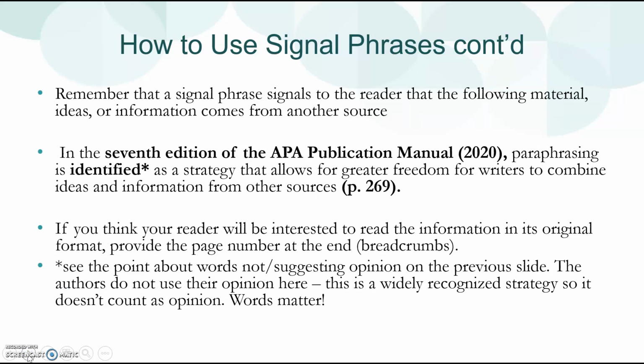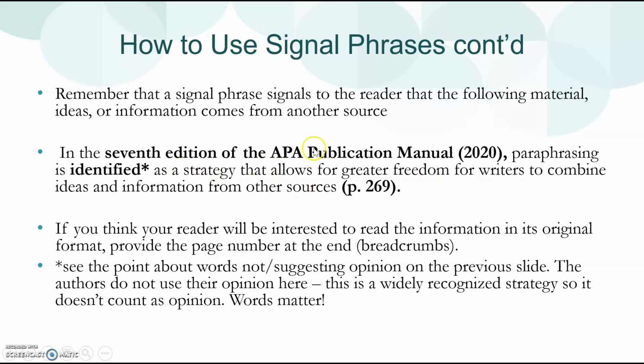The next two slides show examples of signal phrases and in-text citation. Okay, so here we have, in the 7th edition of the APA Publication Manual 2020, paraphrasing is identified as a strategy that allows for greater freedom for writers to combine ideas and information from other sources.